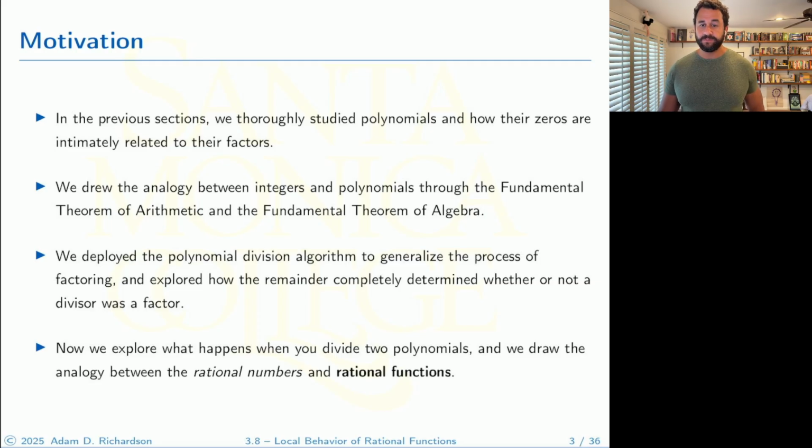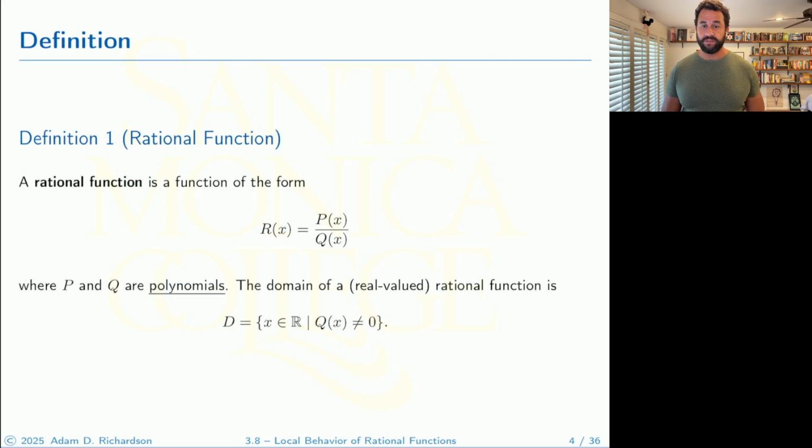Okay. So now we're going to explore what happens when you divide two polynomials, and we're going to draw the analogy between rational numbers and rational functions. So that's the next couple sections here, okay? So first we need a definition. What is a rational function? A rational function is a function of the form R of x equals P of x over Q of x, where P and Q are polynomials. So we are literally talking about a ratio of polynomials.